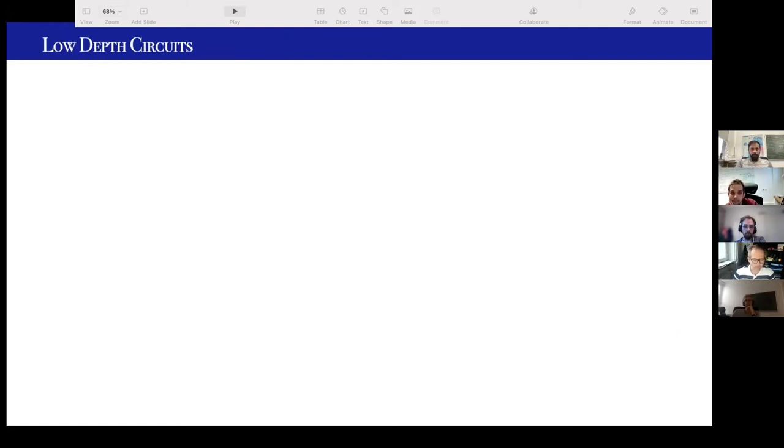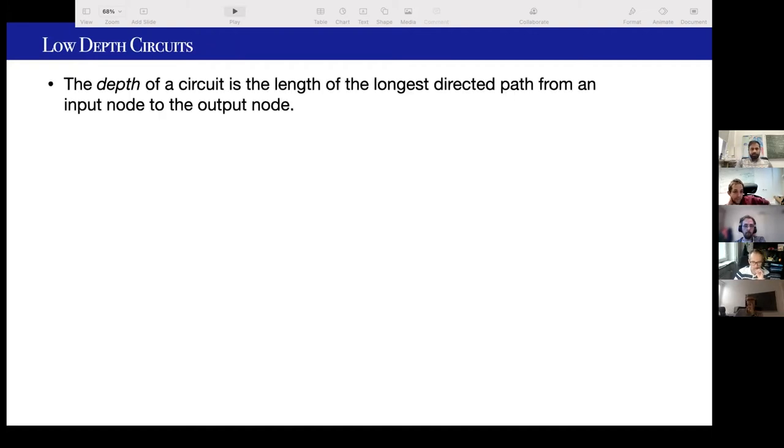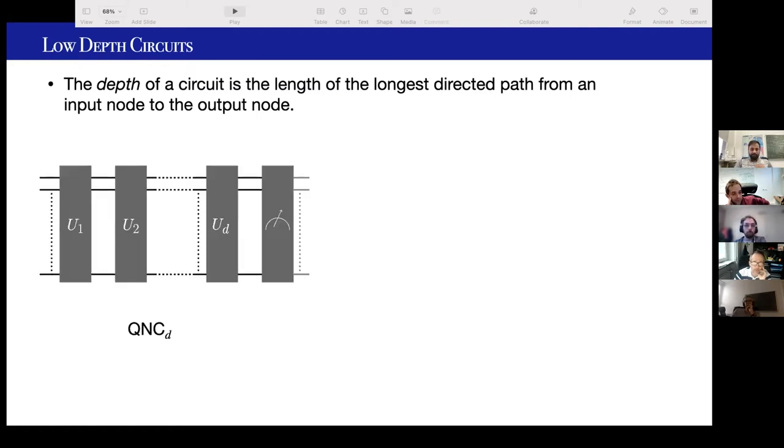And now I will introduce some low-depth quantum circuits or low-depth complexity classes. So first we need to define what is depth. Depth is the length of the longest directed path from the input node to the output node. For example here, if you think of this circuit, it contains d unitary circuits, and I'm assuming that each unitary circuit here is depth one. This can contain a lot of two qubit and one qubit gates in it, but between the input and output node there is only one path.